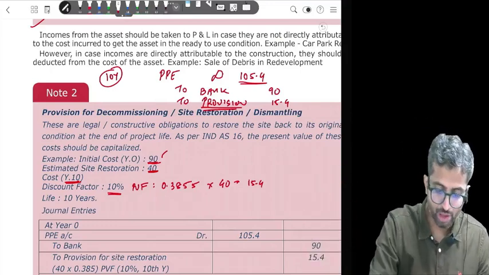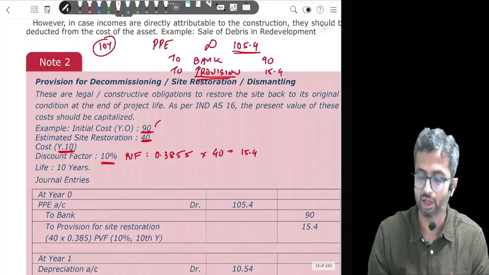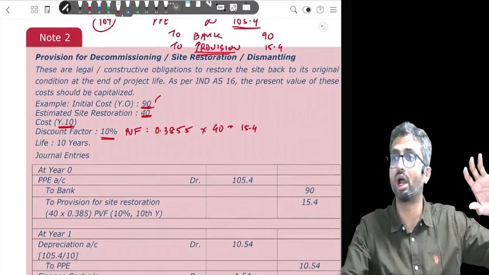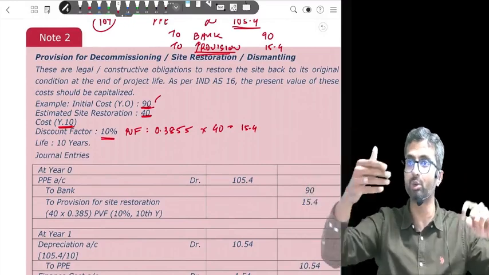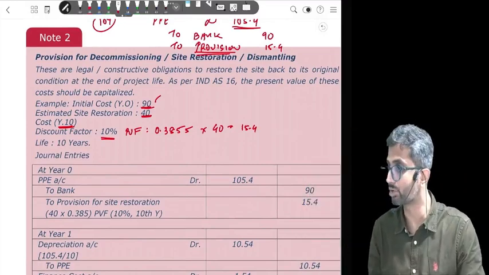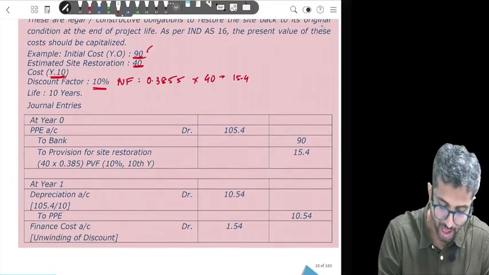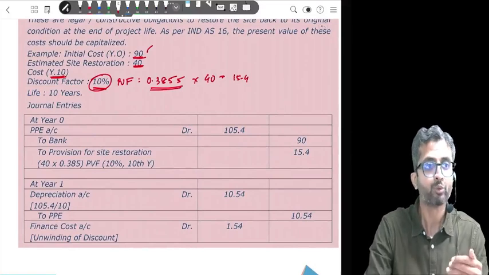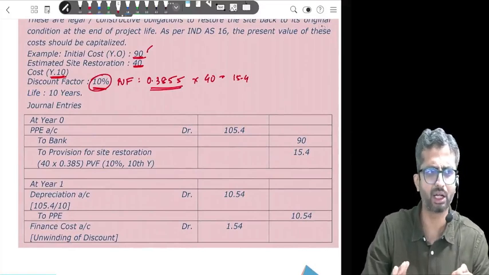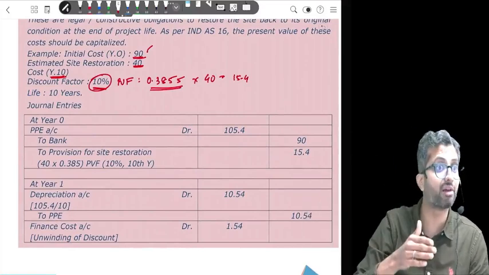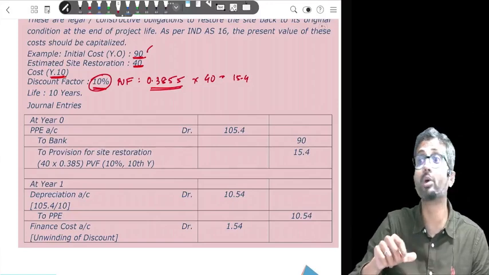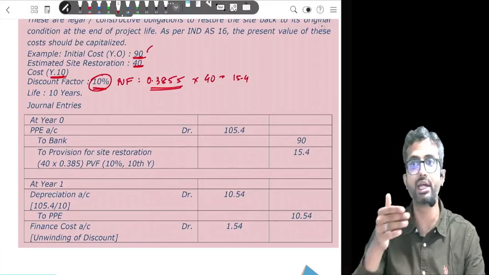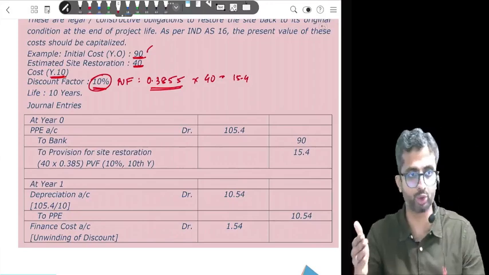Now, as each year passes, I will unwind it. This unwinding cost is in the nature, like on 105, I will depreciate. It will go in the heading of depreciation and amortization. How will I unwind? Well, I have taken a present value factor, a discounting factor. What does discounting do? Mathematically, it takes you from future value to present value. What is the opposite of discounting? Compounding. What does compounding do? It takes you from present value to future value.